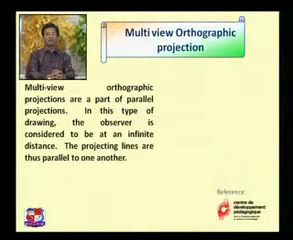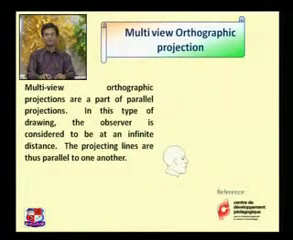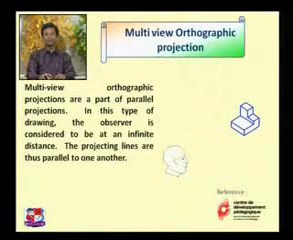Actually, whenever we see any object, the projecting lines are not parallel to each other. They diverge at some angle because we see an object from a certain distance. But if we look at any object from infinite distance, the projection lines would be parallel to each other. This is an observer, this is an object. The observer is looking at this object from this side.